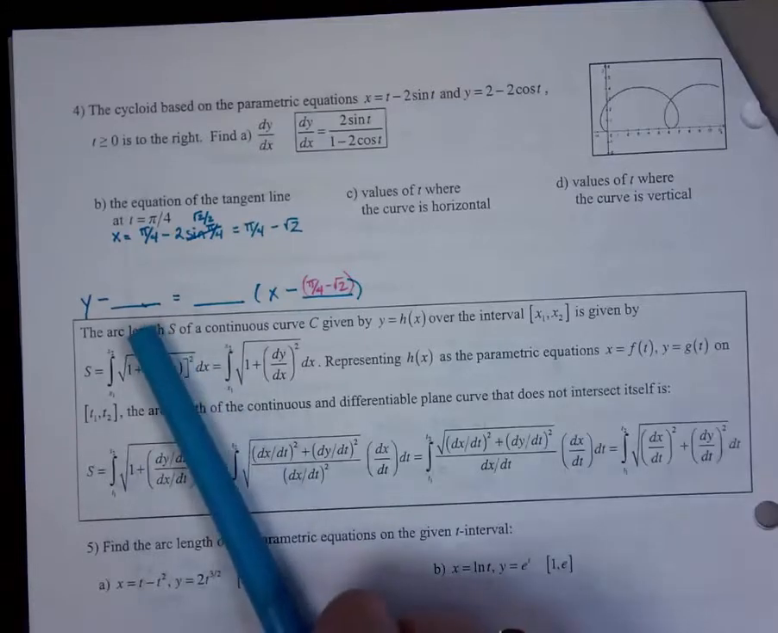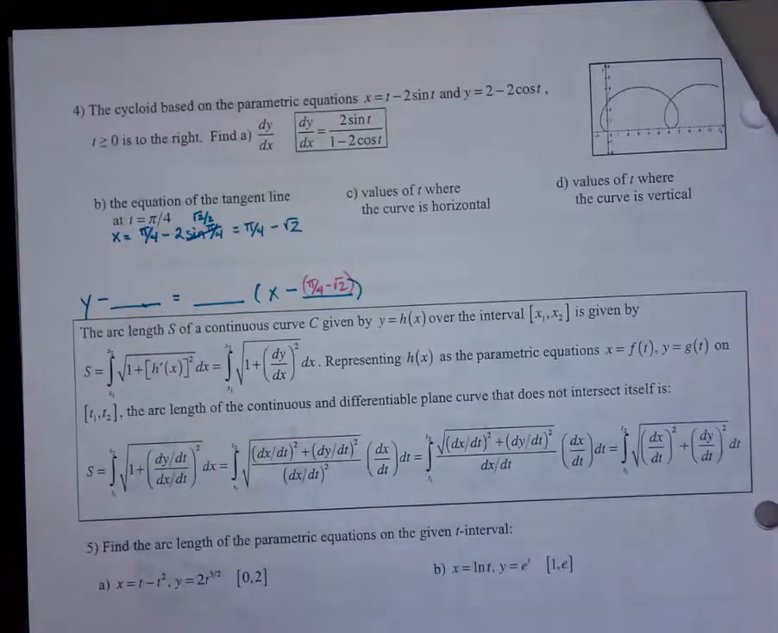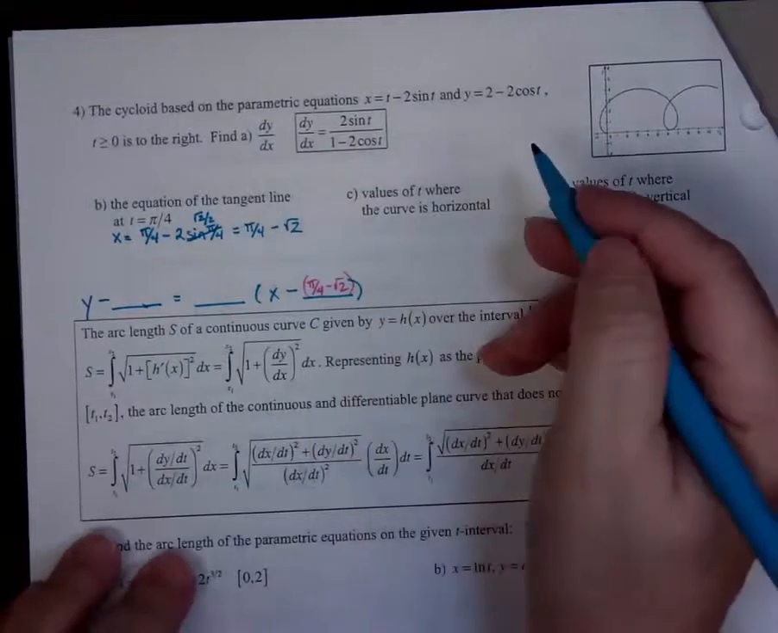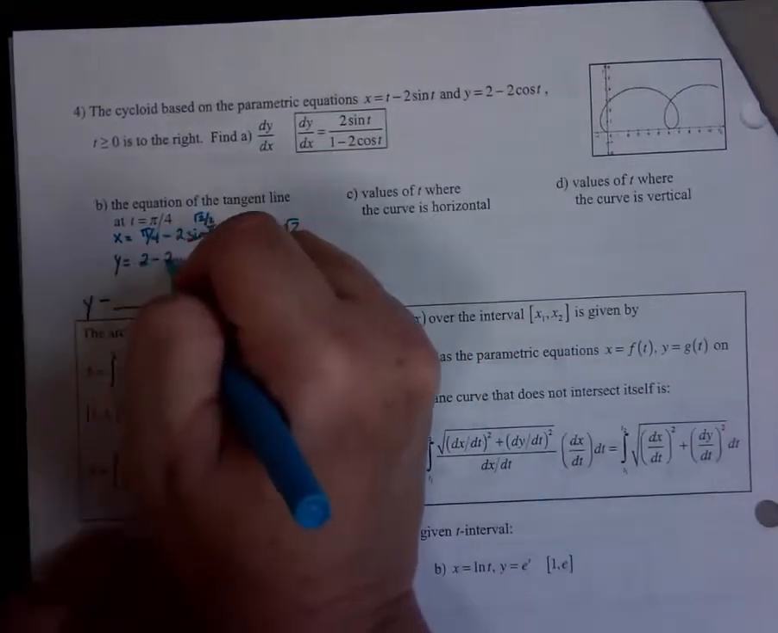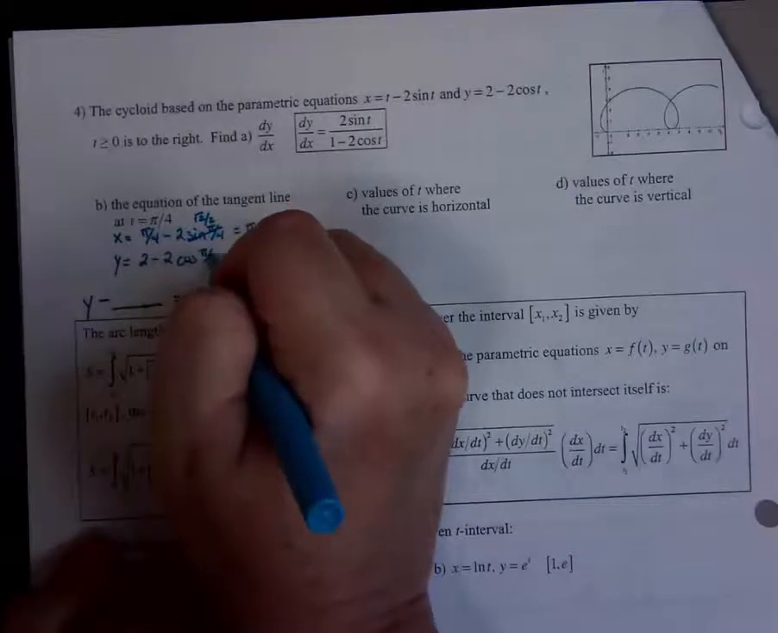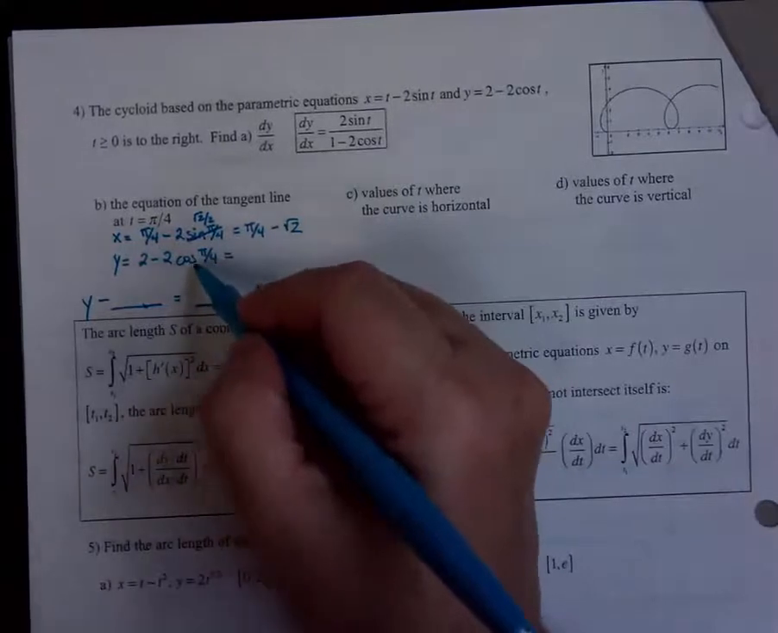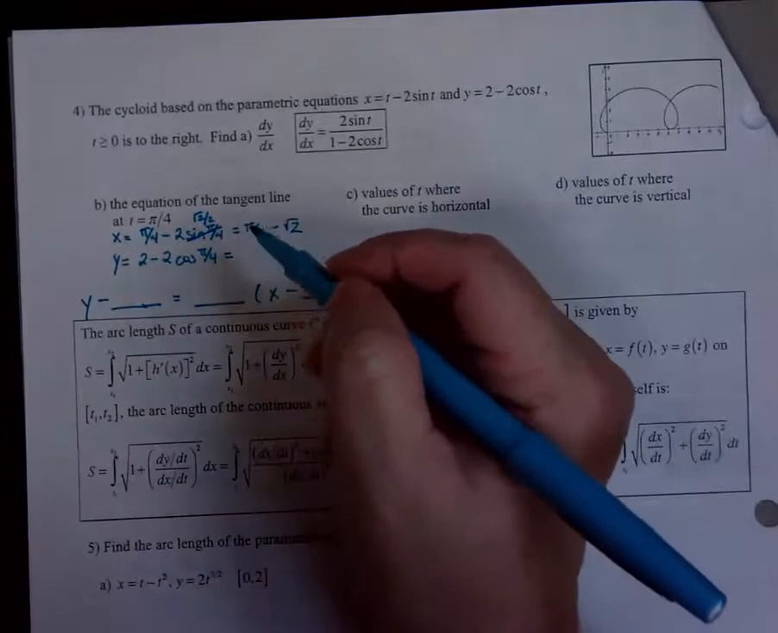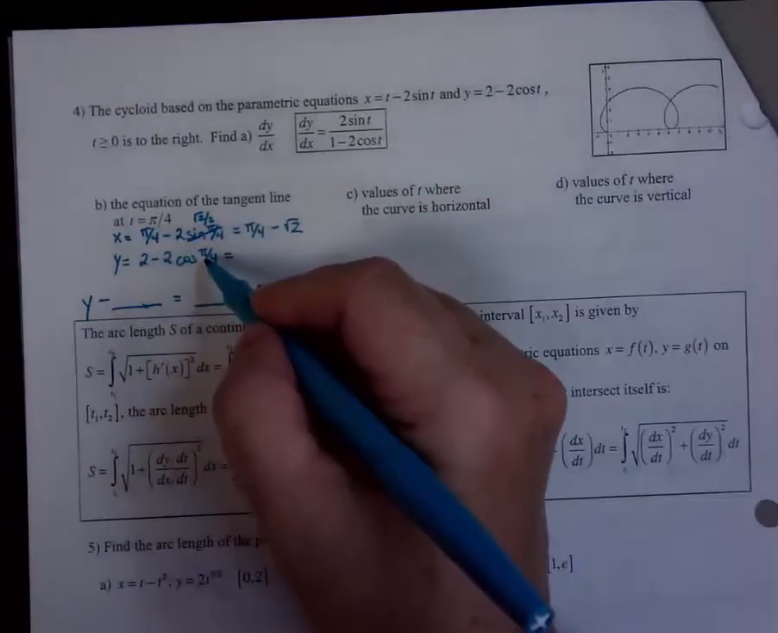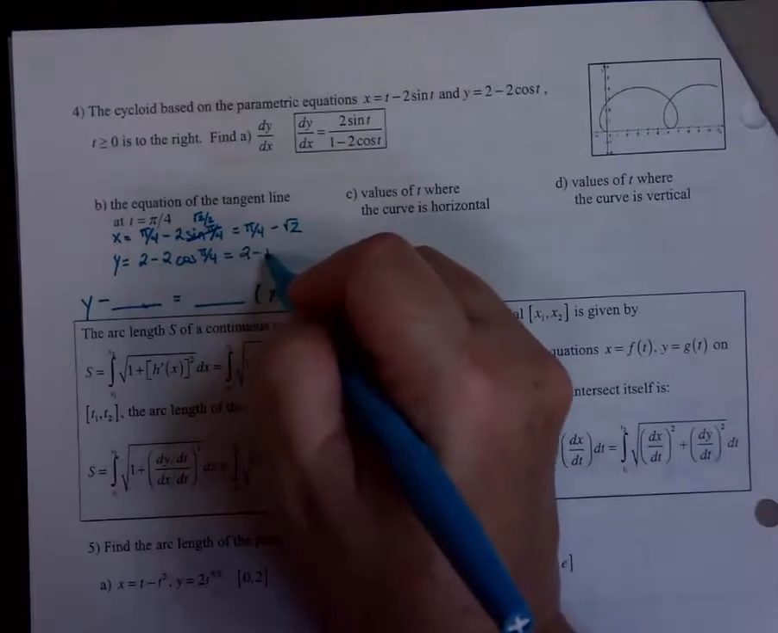Is there a way to find what y is? Yes. Y equals 2 minus 2 cosine pi over 4. Now, I know cosine of pi, well wait a minute, maybe I don't know. What's cosine of pi over 4? Root 2 over 2. So 2 times root 2 over 2 is going to be 2 minus root 2. Agreed? Yes.